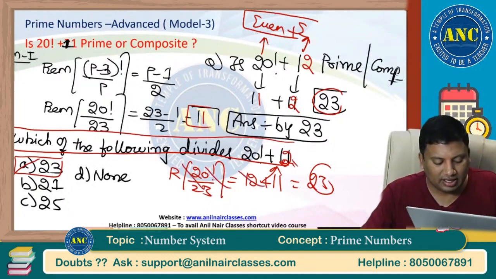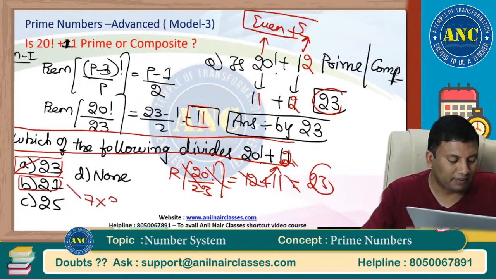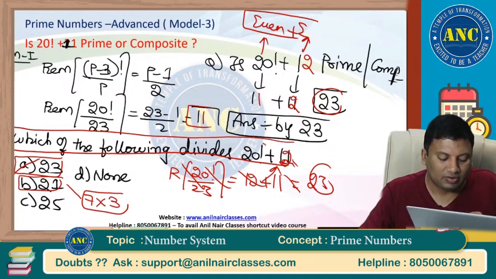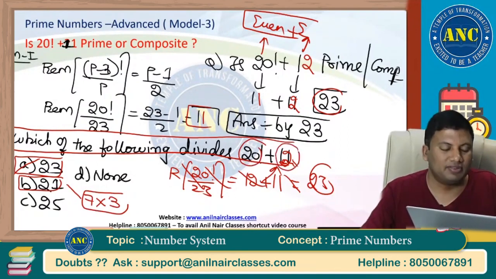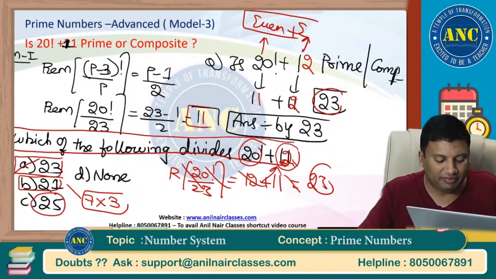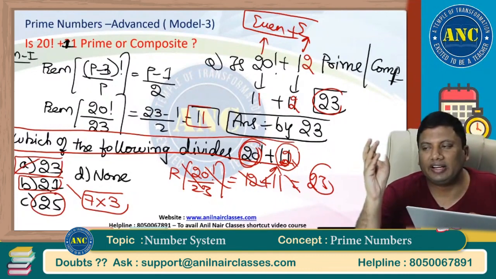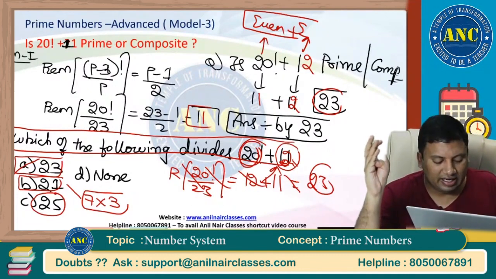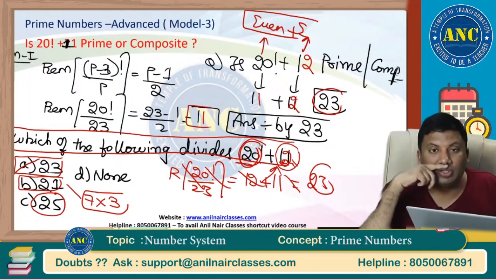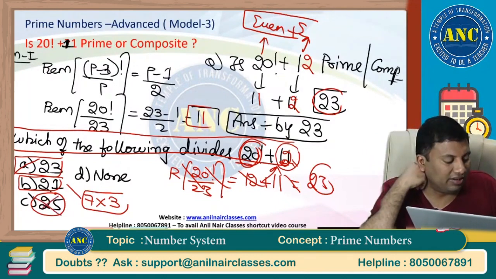Or if you see here, it is 21. 21 is 7 into 3. 20 factorial contains 7 into 3. 12 is not divisible by 7 and 3. 25. Here 20 factorial contains 5, 10, 15, 20. It is divisible by 25. 12 is not divisible by 25.